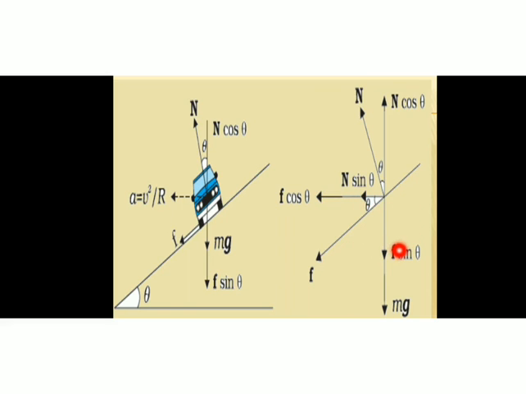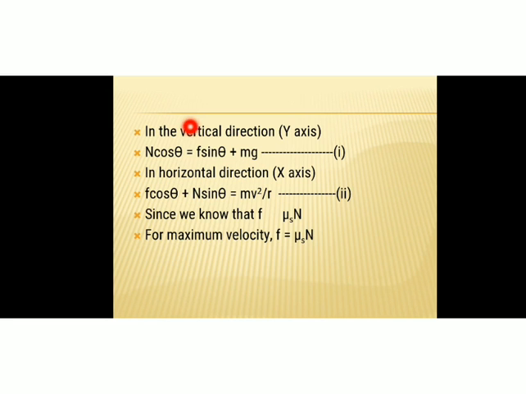Now, which are the forces acting along the vertical direction? Now we can see some forces acting along the same direction. If we look at the vertical axis or y-axis, the forces acting along the y-axis are N cos theta, f sin theta and mg. So we can say N cos theta is balanced by f sin theta and mg. That means N cos theta is equal to f sin theta plus mg. So that is written here in the vertical direction, N cos theta is equal to f sin theta plus mg.